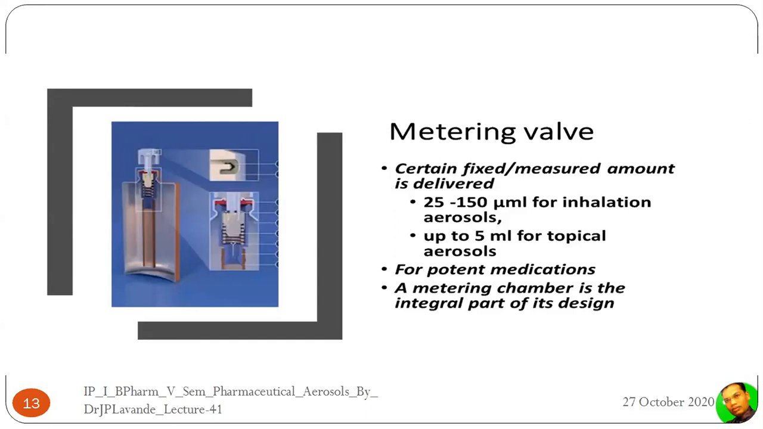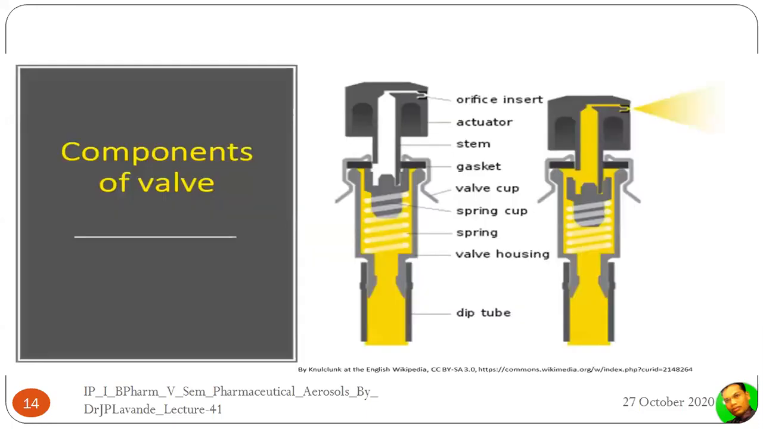And if it is a kind of topical aerosol system, in that the volume of up to 5 ml is going to be delivered, and this is to be used for potent medications. And a metering chamber is an integral part of its design. It will consist of the metering chamber. So that metering chamber will measure that particular amount which is to come out.